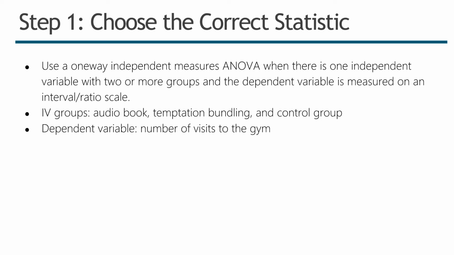In this case, we use an independent measures one-way ANOVA when we have one independent variable with two or more groups, and our dependent variable is measured on an interval ratio scale. In this case, we have three groups: the audiobook, the temptation bundling group, and the control group. And we're measuring their number of visits to the gym, which is measured on an interval ratio scale.